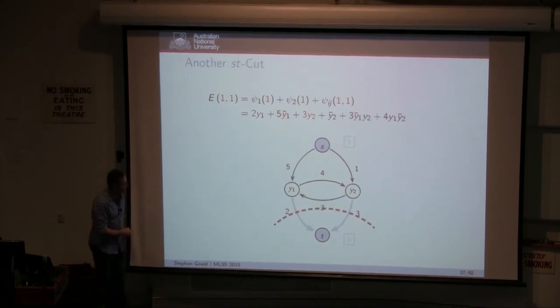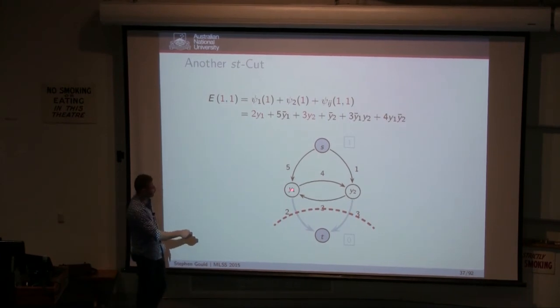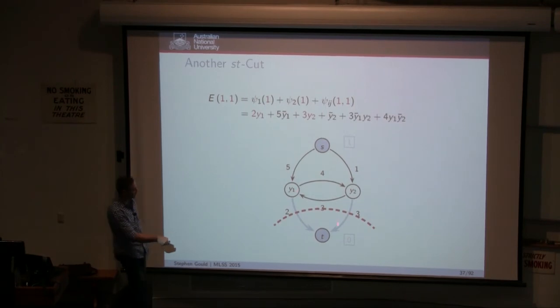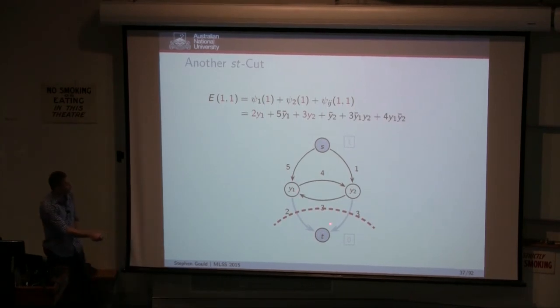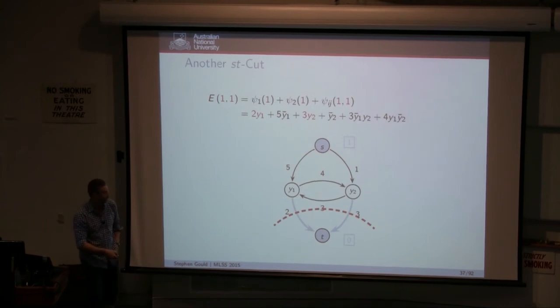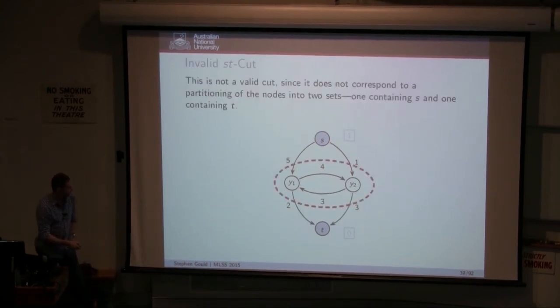All right. Here's an example of another cut. Okay, I'm cutting these two edges. So I'm putting both Y1 and Y2 in the S set, which means they both take value 1, and nothing's in the T set other than T. So that is 2 plus 3, which is 5, and the sum of the edges that I've cut is 5. And it turns out this is the minimum energy cut, right?